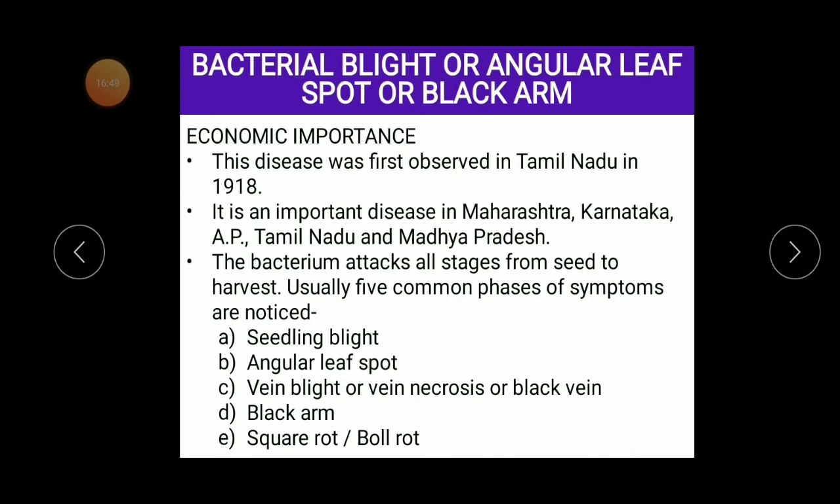plant, and usually five common symptoms are noticed in this plant due to this bacteria. First one is seedling blight, second one is angular leaf spot, third is vein blight or vein necrosis or black vein, fourth is black arm, and fifth is square rot or boll rot.